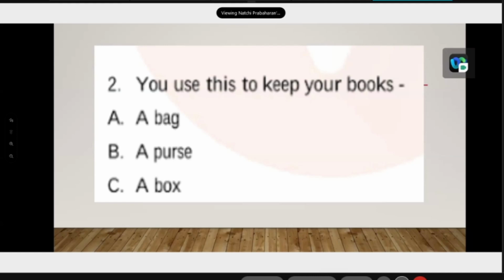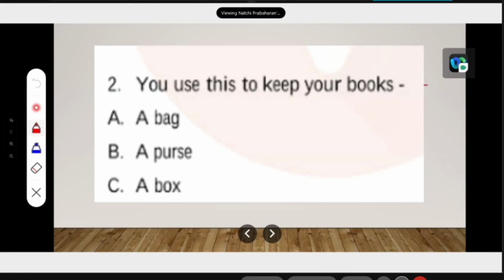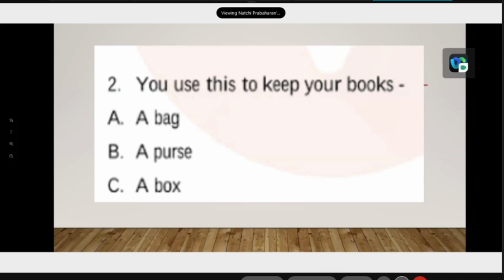You use this to keep your books. The options are: the first, A option, is a bag. The B option is a purse, P-U-R-S-E, purse, right? And the third option is a box. Which is the correct answer, children? You use this to keep your books. You keep the books in your purse or box or your bag. Yes, the correct answer is a bag, isn't it? You use bags to keep books, right? Okay, so we finished the second question.